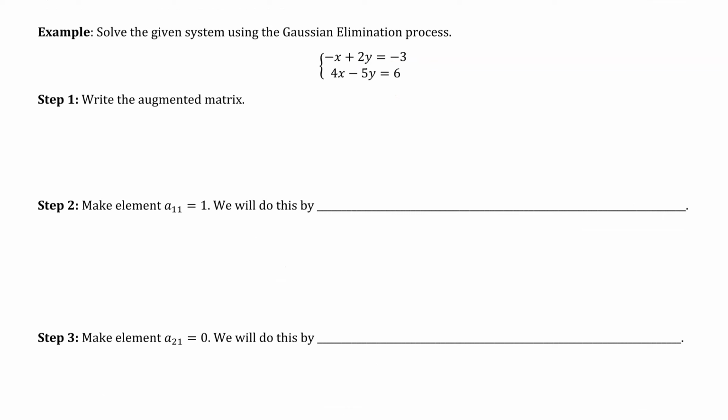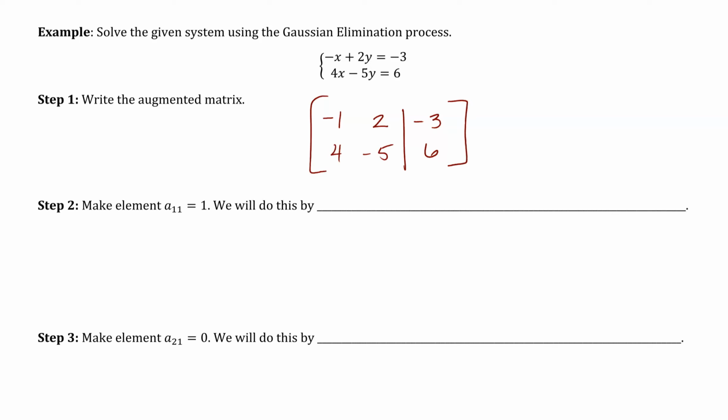Here we have this system of linear equations. Two equations, two variables. We want to use the Gaussian elimination process. First, we need to write the augmented matrix, because everything we do with interchanging rows and using row operations is going to be done with the augmented matrix. So our augmented matrix is -1, 2, -3, 4, -5, 6.